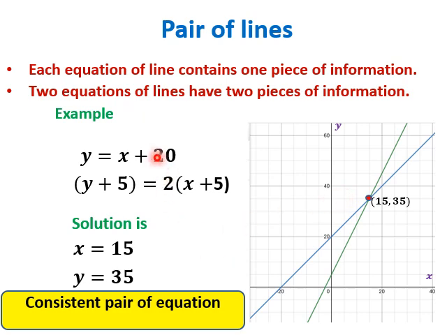Such a pair of equations, which has a unique point of intersection or unique solution, is termed a consistent pair of equations. This is very important, students. Please note this. A pair of linear equations which has a unique solution through the intersection of the pair of lines is called a consistent pair of equations.